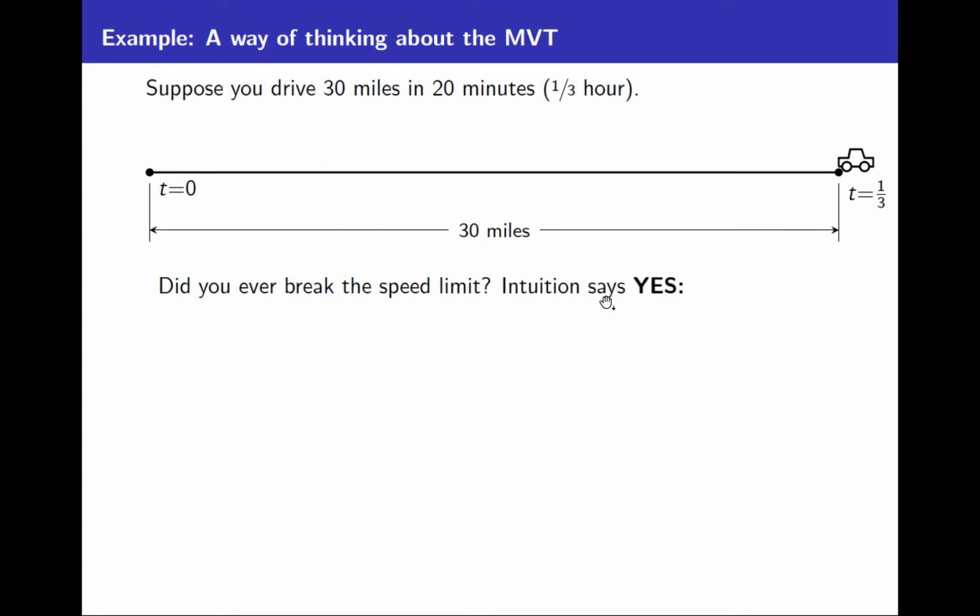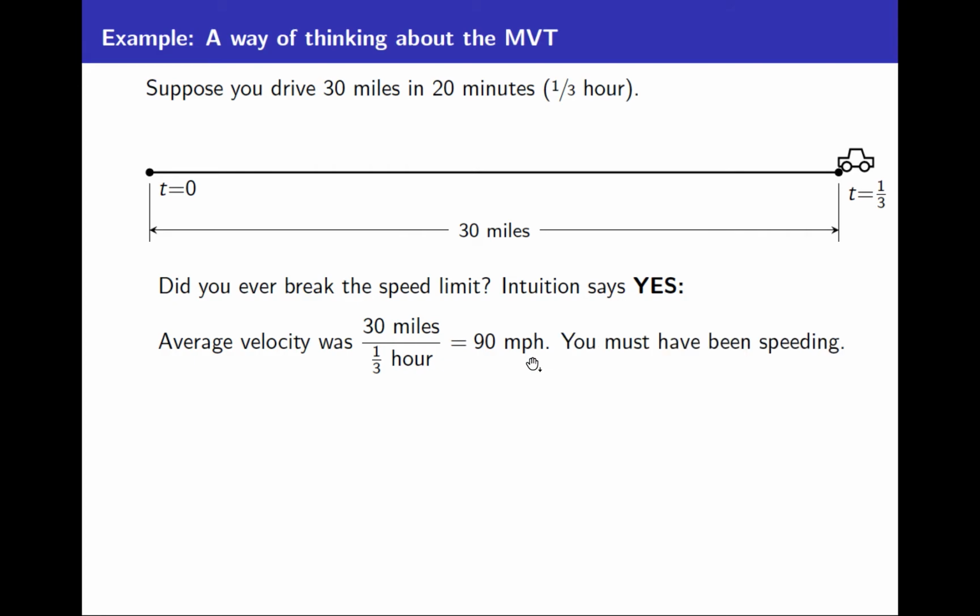Well, your intuition says, yes, you did. And the reason is that your average velocity for the trip was distance traveled over time elapsed, which is 30 miles over a third of an hour, which works out to 90 miles an hour. So you must have been speeding at some point on the trip if your average velocity was 90 miles an hour. It's intuitively obvious, but actually this intuitively obvious fact is the mean value theorem.